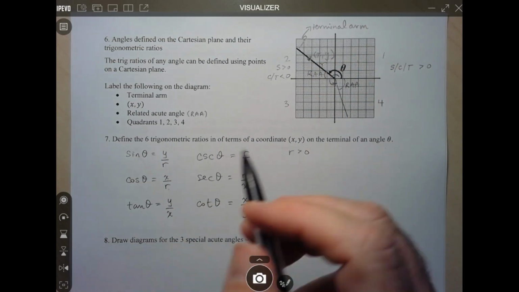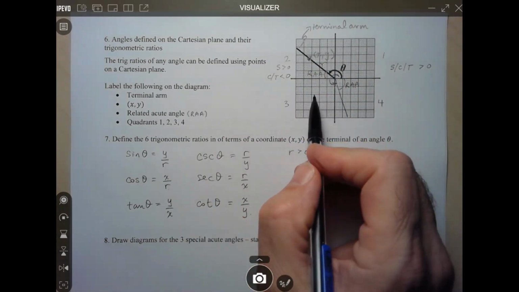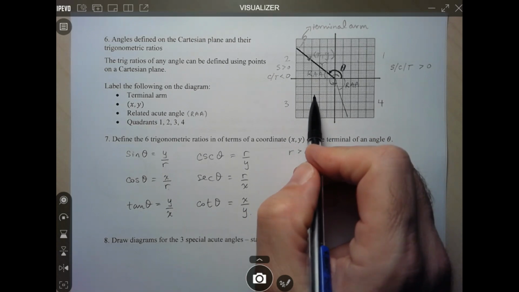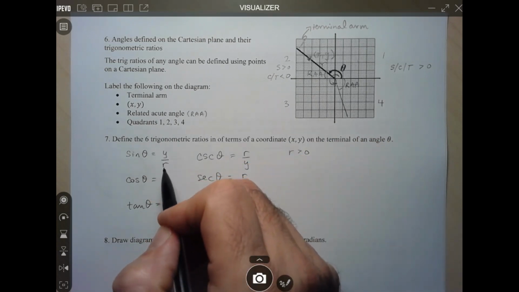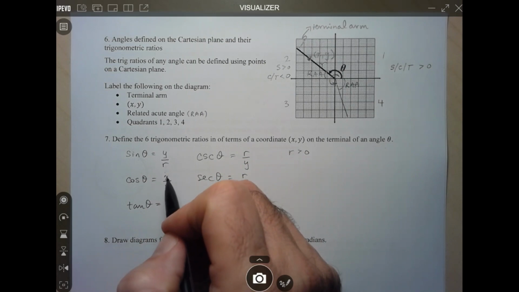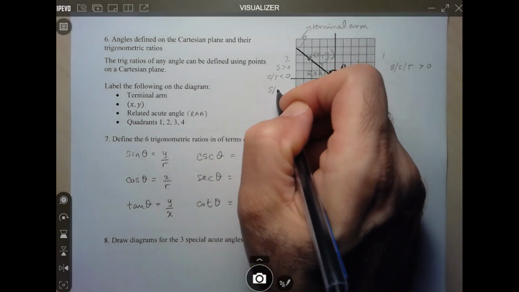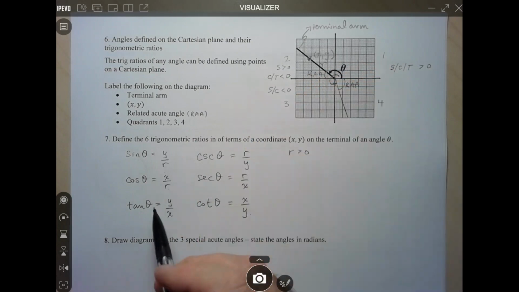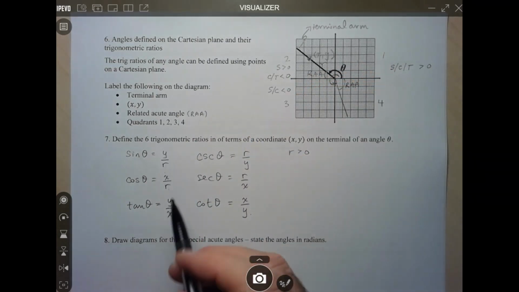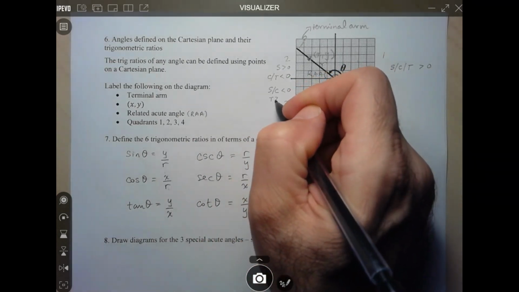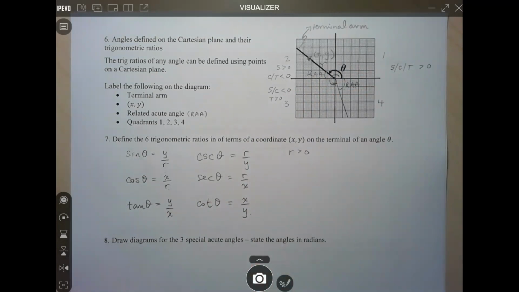Okay, and now we can make a similar argument here. Here, x and y are both negative. So the sine value and the cosine value will both be negative. But the tangent value, I'm dividing two negative numbers. Tangent is greater than 0 in this quadrant.